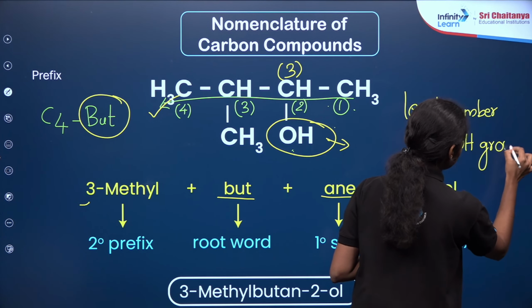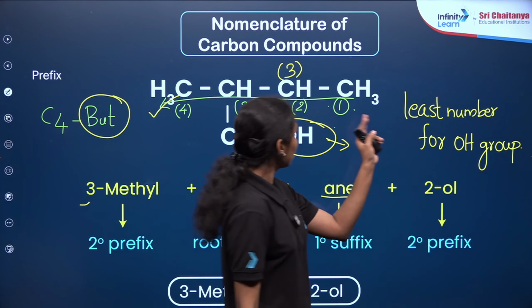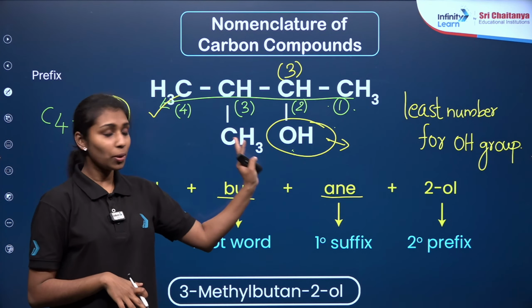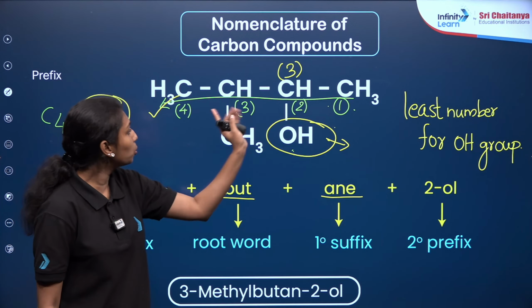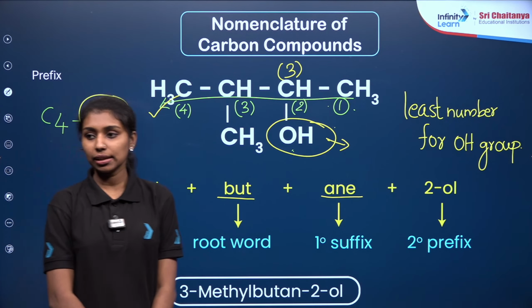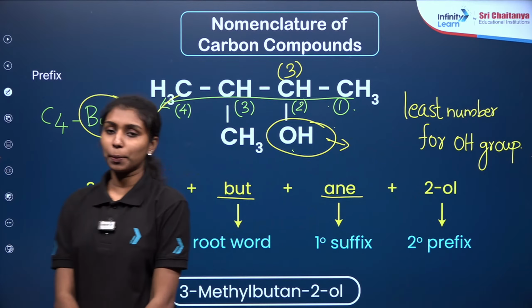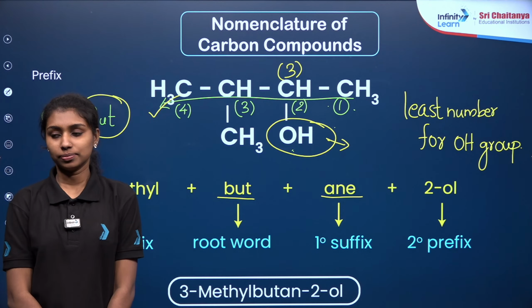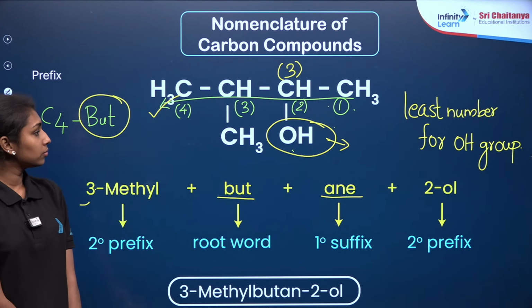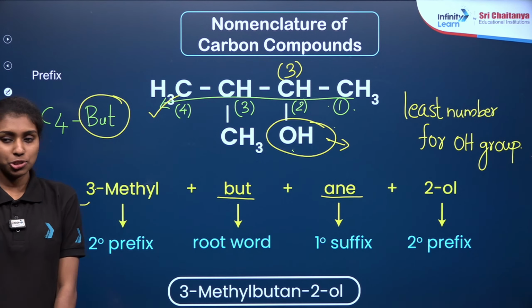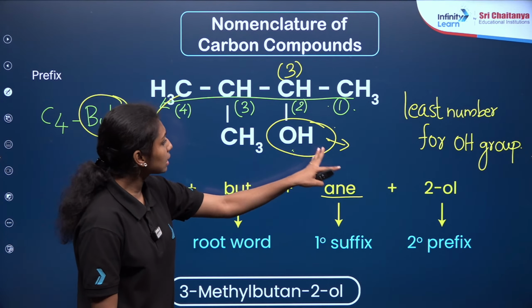So which one is our least number here? 2 only, right? 2 will be our least number here. So I started the numbering from here only. 1, 2, 3, 4. Is that clear now? According to the IUPAC rule. Okay, I hope Arush you understand now. So this is the least number compound.